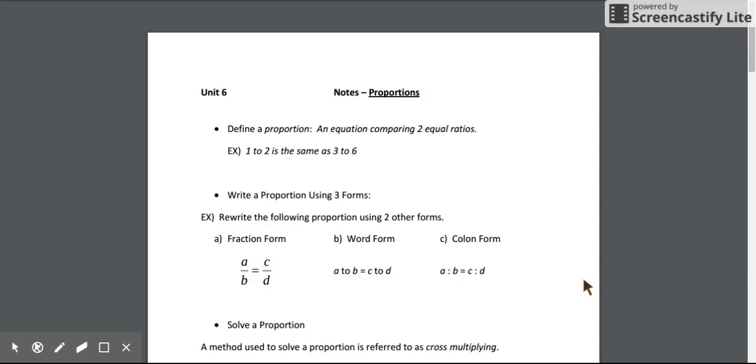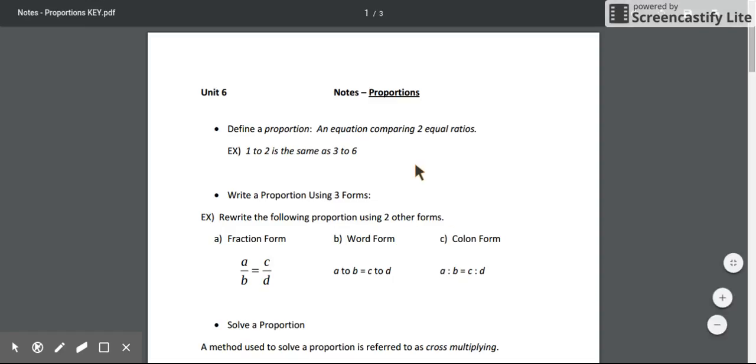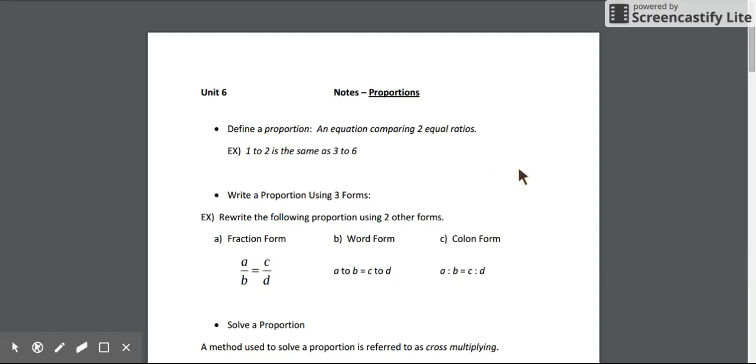In this video, I'm going to be defining a proportion, and we're going to talk about different ways that we can write proportions, how we can solve proportions, and then how we can use proportions to solve for some unknown values. So first, what is a proportion? Well, a proportion is when we set two ratios equal to each other, or when we compare two equal ratios.